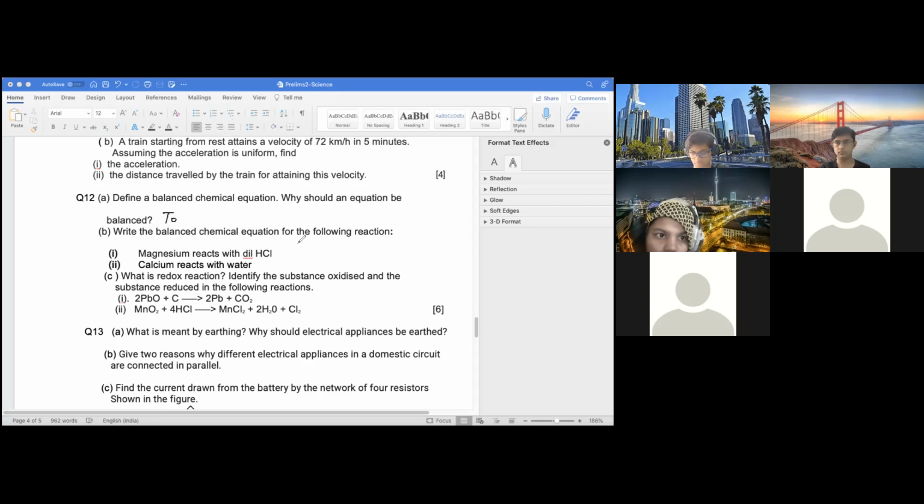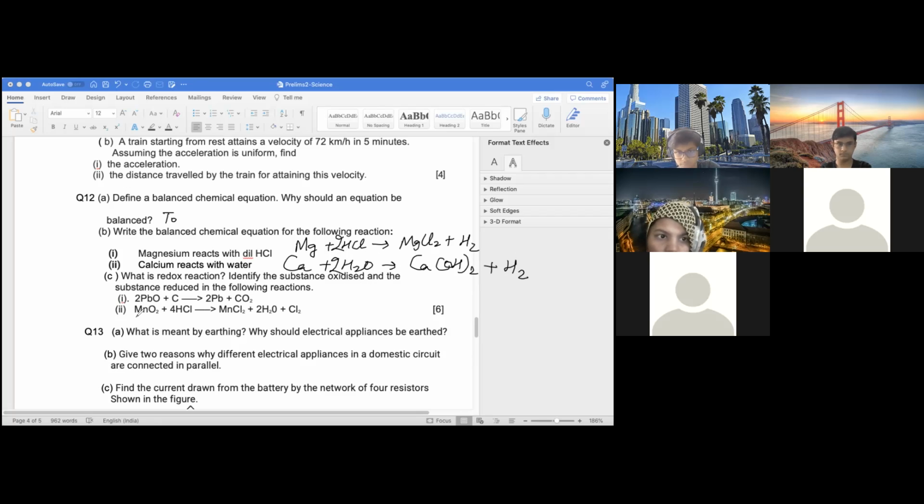Write the balanced chemical equation of, so what is this equation? Metal reacts with acid, Mg plus HCl gives you MgCl2 plus H2. Balance it. To balance, here it will be 2. The second is calcium reacts with water, so Ca plus H2O, calcium hydroxide is formed, Ca(OH)2 plus hydrogen gas. So you have to balance it. How will you balance it? It will be 2H2O.